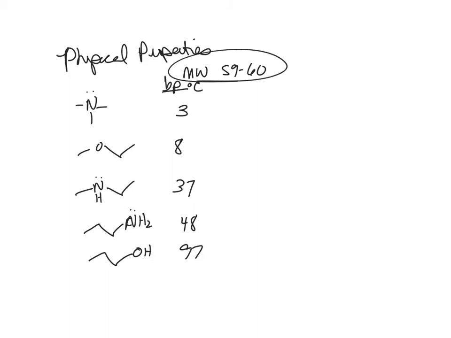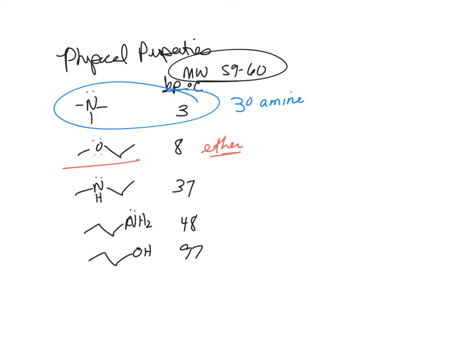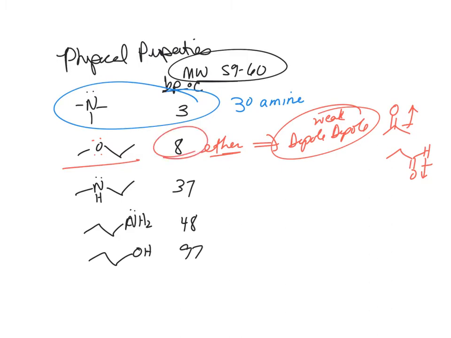And what's the lowest boiling point? Tertiary amine. That's why we do the classification. What is this molecule? What's the functional group? This is an ether. What kind of bonding does ether have? Dipole-dipole, and it has a weak dipole-dipole. So it has a weaker dipole-dipole than aldehydes and ketones. If you had an aldehyde or a ketone, they would have higher boiling points because you have more of a dipole with the carbonyl. But ether has a weak dipole-dipole, so it has 8. But notice the tertiary amine has a lower boiling point than the ether.